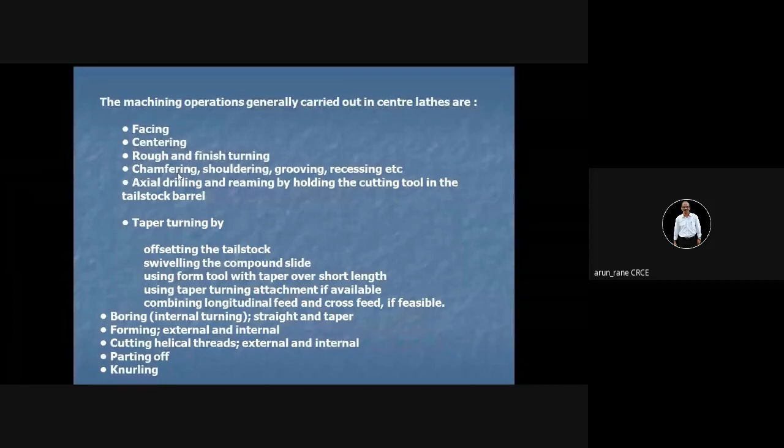Other operations are shouldering, you know. Shouldering means cutting 90 degree, that is a face or a collar. Grooving, you know. Recessing and grooving are the same. Generally the width of the groove is 2 mm, but if the groove is wider, say 5 mm instead of 2 mm, then we call it a recess. So recessing is nothing but a groove only, but a wider groove.